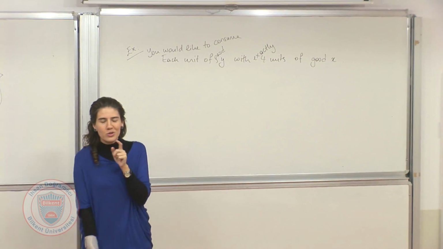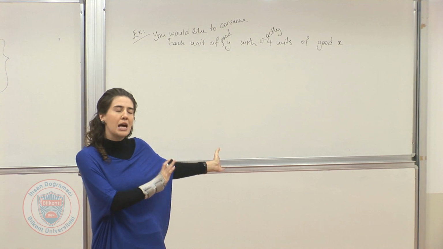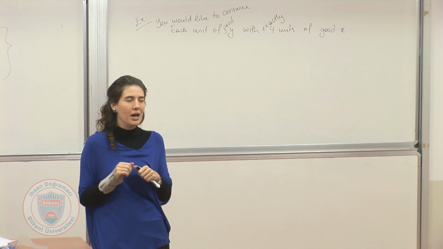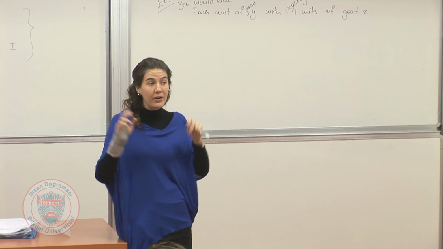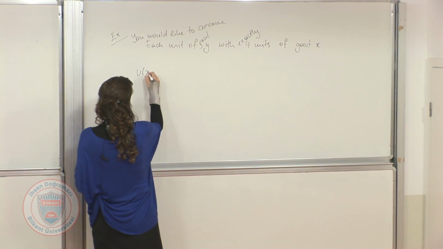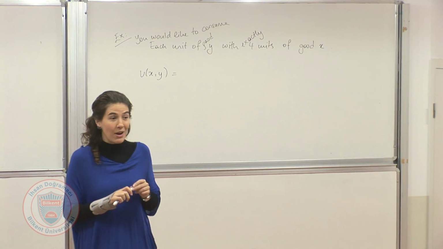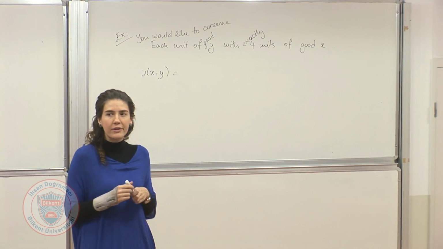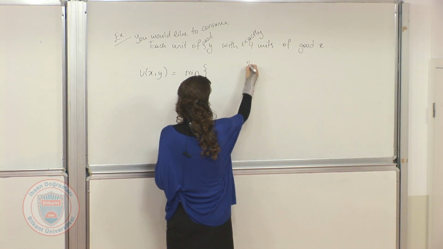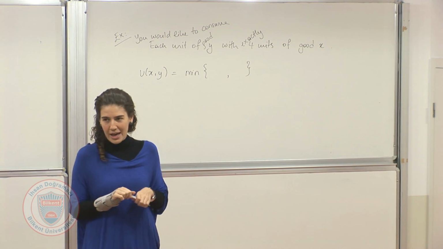So how am I going to write down this utility function? Suppose your preferences are like this. I would like to write down the utility function which represents these preferences. For perfect complements, do you remember how we were writing that utility function? What was it for perfect complements? It was the minimum, right? So that was this weird function. We were writing the minimum of... they were Leontief, right?